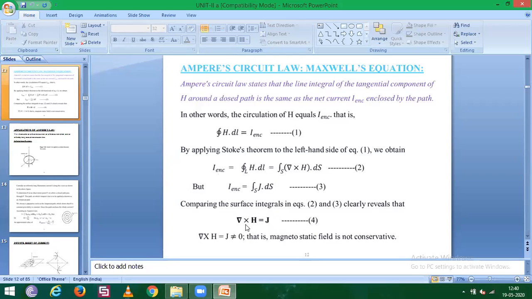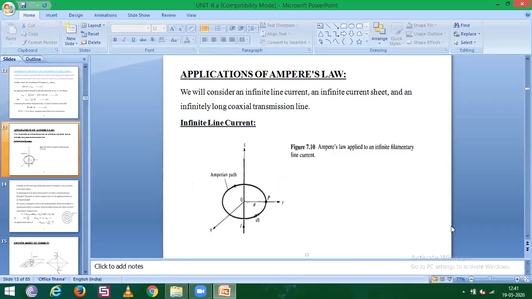What it tells us is that the curl of the vector H is not equal to 0. That means it is not a conservative field, right? Whereas in the static electric field we have seen that del cross E is equal to 0, and we said E is conservative. It is not the case with magnetostatics. Del cross H is not equal to 0. So we can apply this Ampere circuital law to calculate the magnetic field intensities of different current distributions very conveniently.